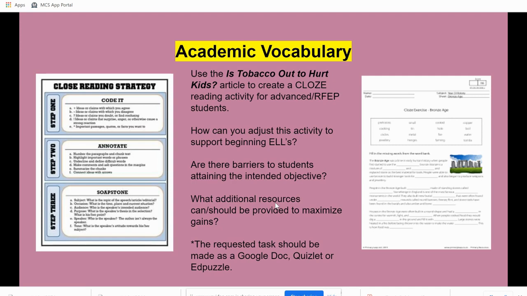So to get back to my request, I would like for you to create a closed reading assessment for your students. To give you a better understanding, I did provide an example over on the right-hand side of what that looks like, but I am aware that it's a little blurry. So I will just explain that for you.